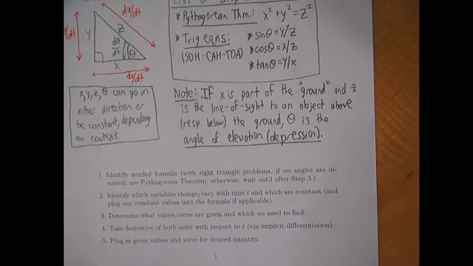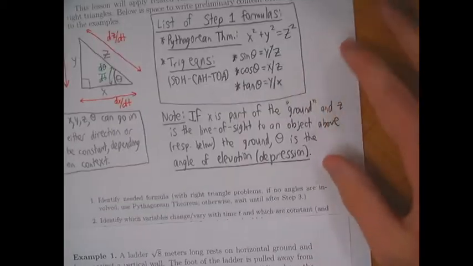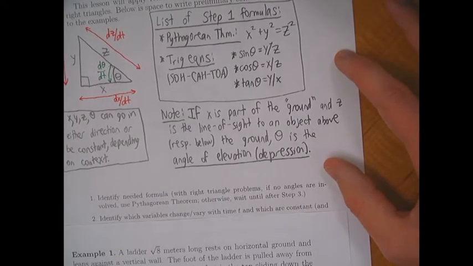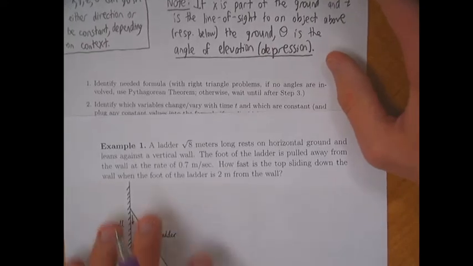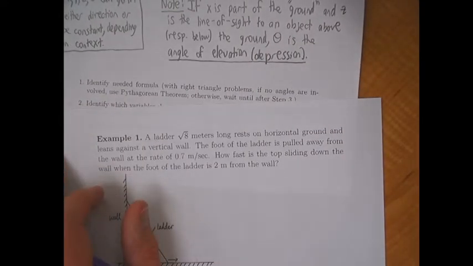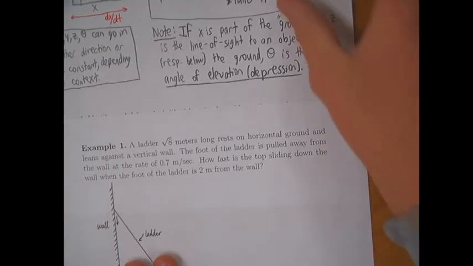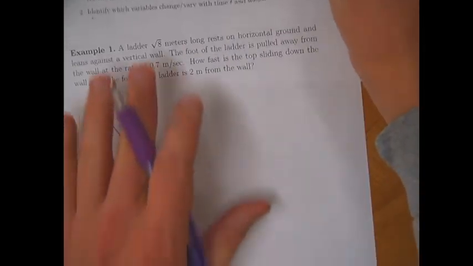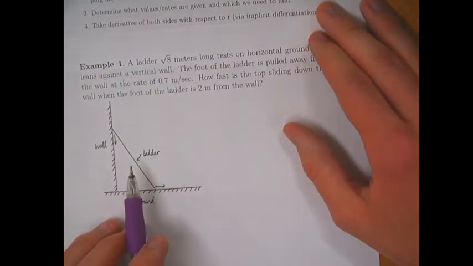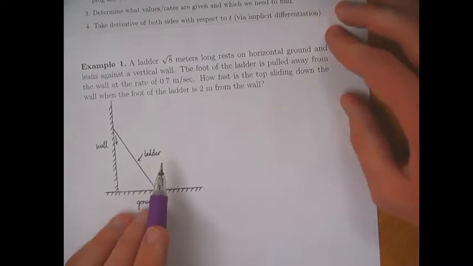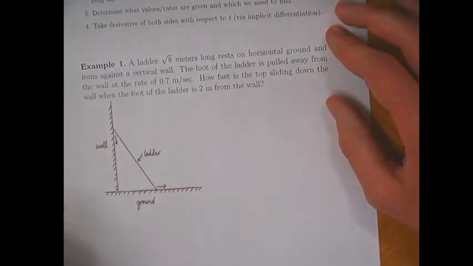So, example 1. Is anyone still writing this stuff down? Okay. The premise is that a ladder, square root of 8 meters long, rests on horizontal ground and leans against a vertical wall. The foot of the ladder is then pulled away from the wall at a rate of 0.7 meters per second. How fast is the top sliding down the wall when the foot of the ladder is 2 meters from the wall?